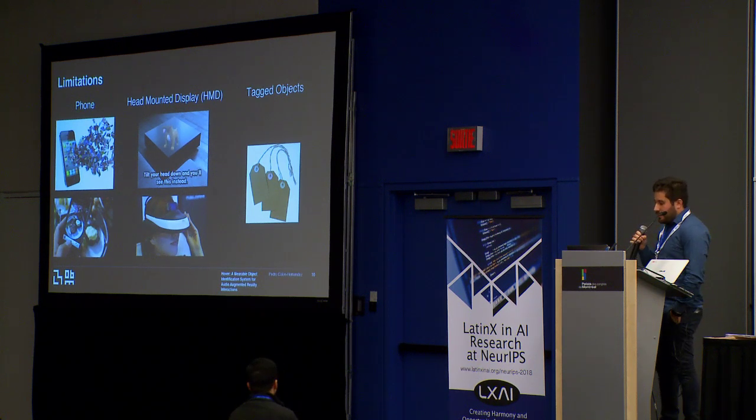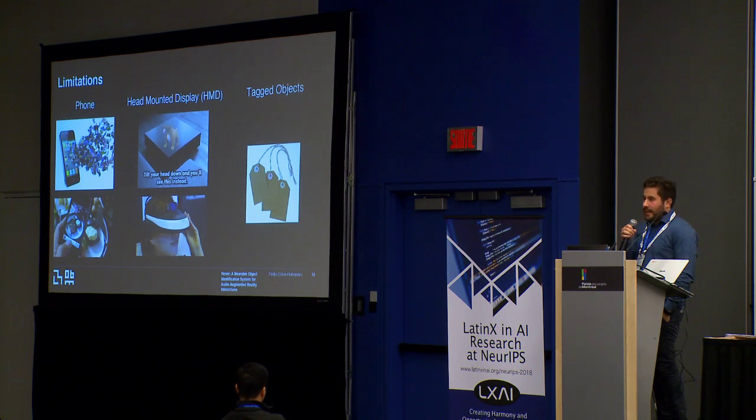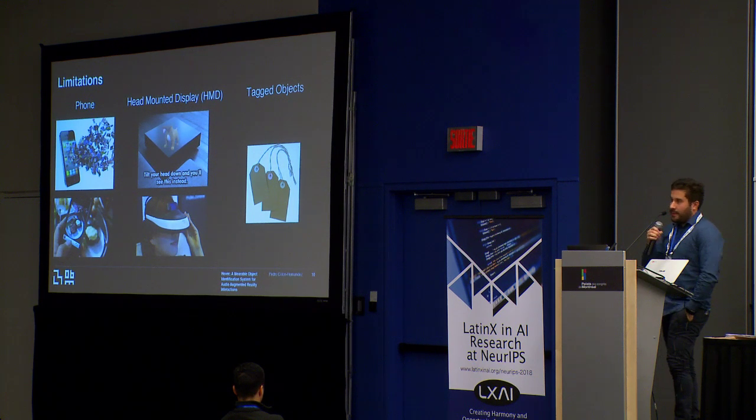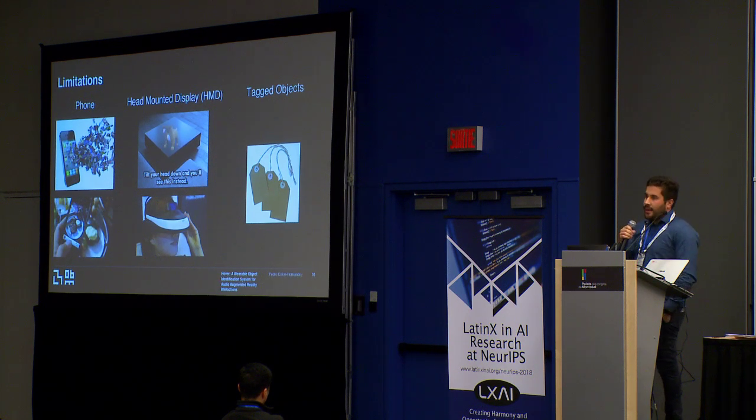The problem with these approaches, in the case of the phone, is that you have to have the right app for the right content. And since it's using a camera, it has to be between you and the object of interest. With head-mounted devices, we don't have that problem since things are just put in our field of view. However, the field of view on current devices is very small. Additionally, the devices that we have right now are pretty bulky. I don't know if you've seen a HoloLens, but it's not pleasant to wear for more than an hour. And in the case of the tagged objects, we run into a problem of scale: we have to tag each and every one of the objects that we want to be able to access.